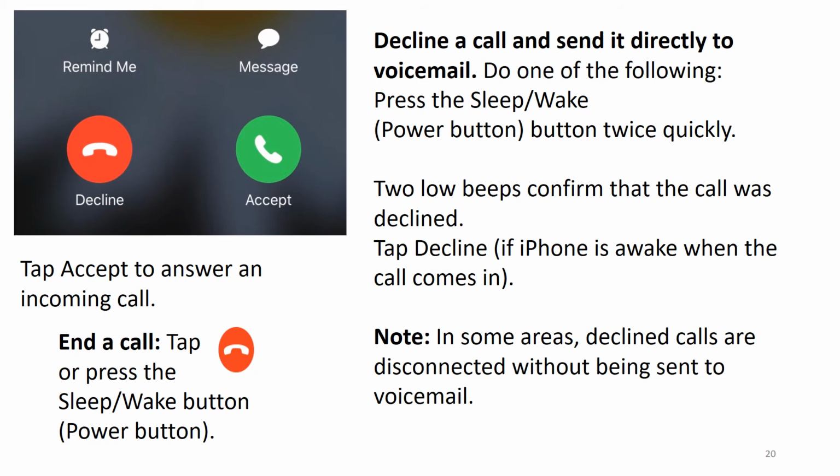Decline a call and send it directly to voicemail. Do one of the following. Press the sleep-wake power button twice quickly. Two low beeps confirm that the call was declined. Tap Decline if the phone is awake when the call comes in. Note, in some areas, declined calls are disconnected without being sent to voicemail.